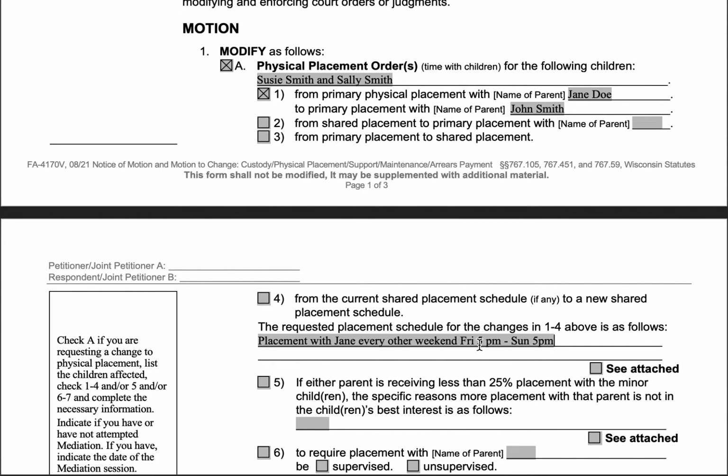Because otherwise, my ex and I might disagree about when a weekend starts. I might say it's Friday at 5. My ex might say it's Saturday at noon. And having sort of a specific thing just helps define the rules of the game and really make it clear what's being asked for.